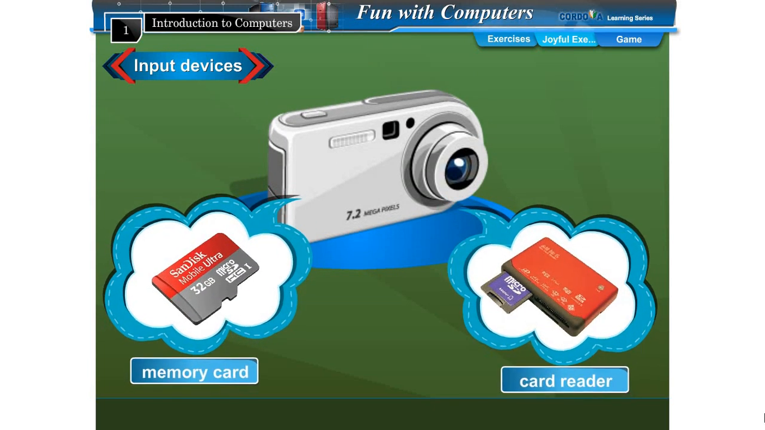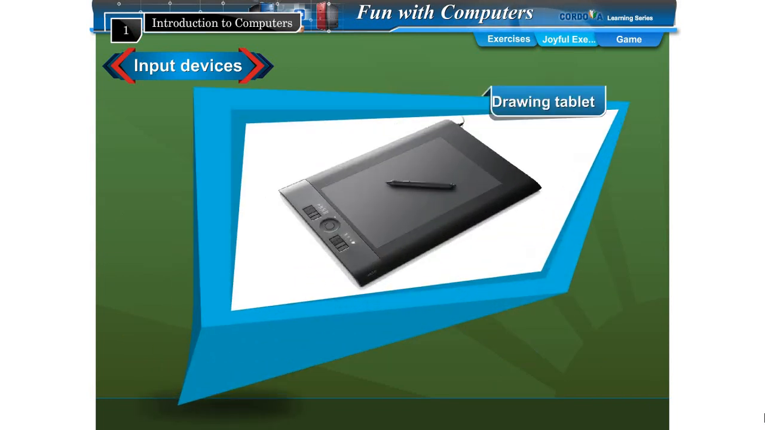Digital camera. This input device is used to take photographs. The photographs from the camera can be transferred to the computer. Digital cameras hold a memory card that stores the photographs. The memory card can be taken out of the camera and the photos can be put into the computer using a card reader. Drawing tablet. This input device is a board which has a special pen to write on it and is connected to the computer. The word or image you draw can be saved to the computer.